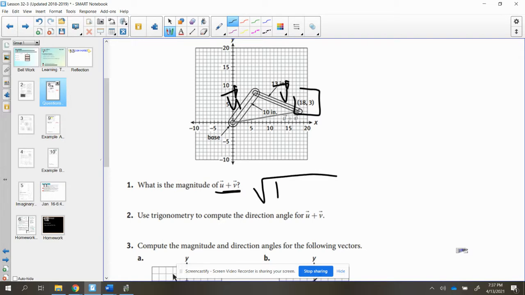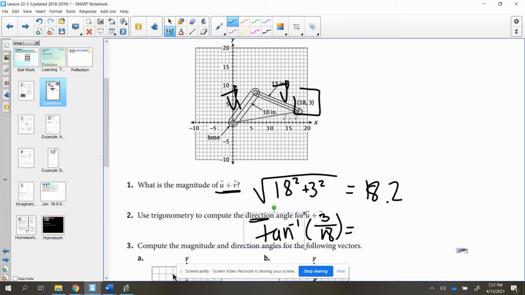So we would take 18 squared plus 3 squared, and we know that the square root of that is about 18.2. And then to find the direction, we know we're using tan inverse, and it would be the b value divided by the a value. So in this case, tan inverse would be about 9.4 degrees. And since this was a positive direction, quadrant 1, 9.4 is our final answer for that direction.